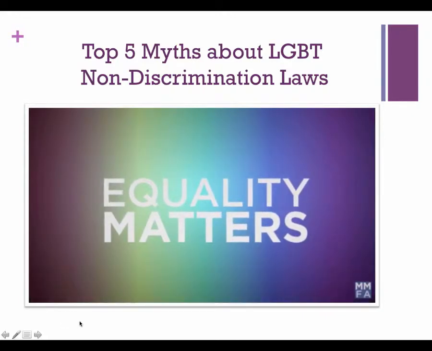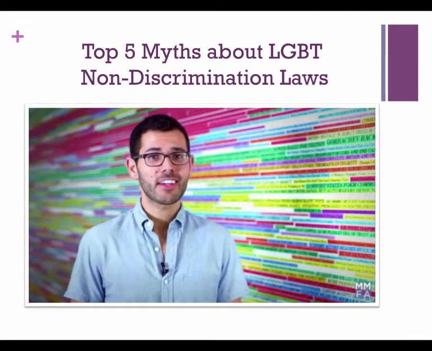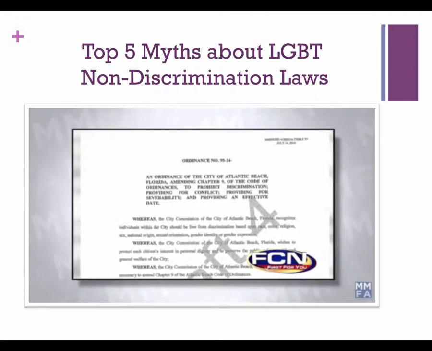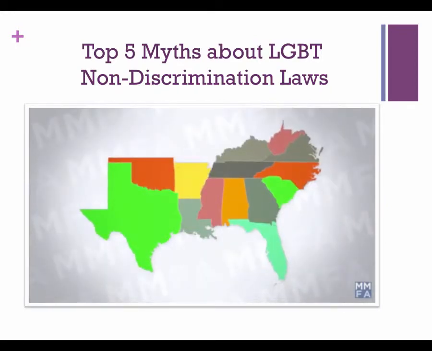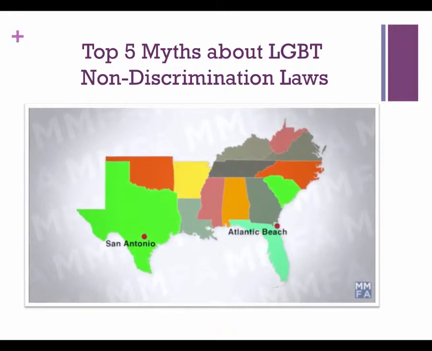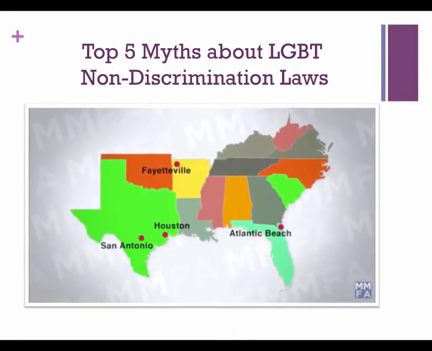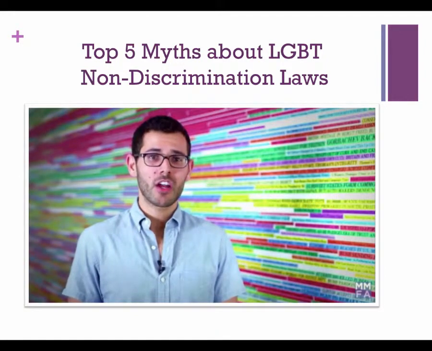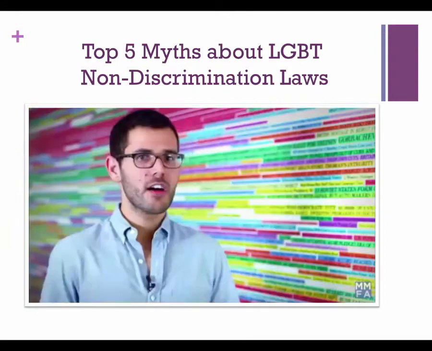It's 2014, but federal law still doesn't prohibit discrimination against LGBT people in housing, employment, or public accommodations. As a result, state and local governments across the country have started enacting their own anti-LGBT discrimination laws. In the past year alone, cities like San Antonio, Atlantic Beach, Fayetteville, and Houston have all enacted ordinances banning discrimination against gay, bisexual, and transgender people. And each time, conservatives have made the same bogus arguments against protecting LGBT people from discrimination. Here now are the 5 most popular myths about LGBT non-discrimination laws debunked.